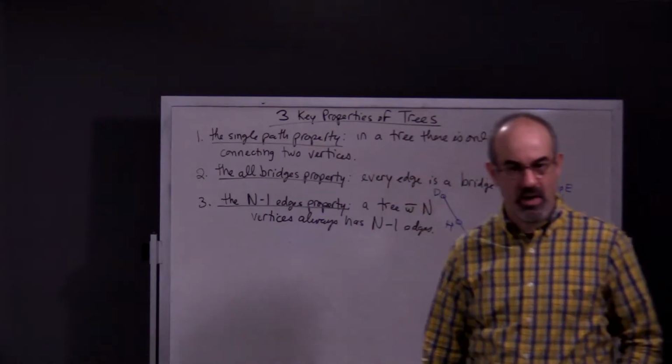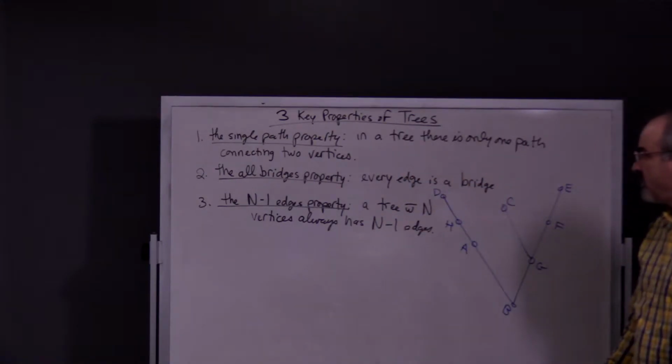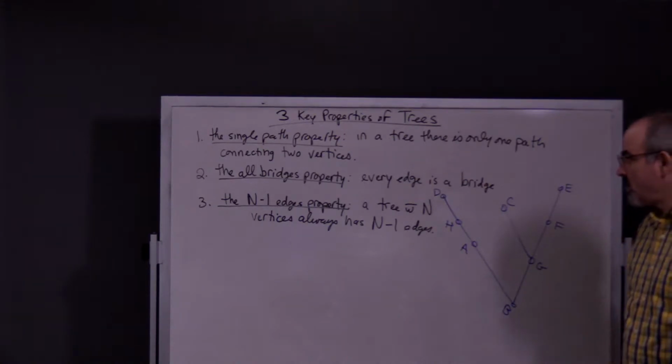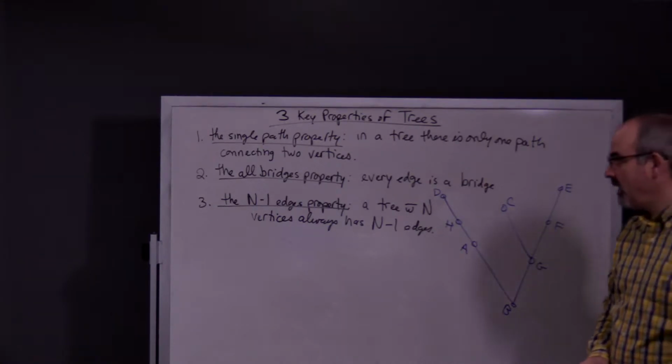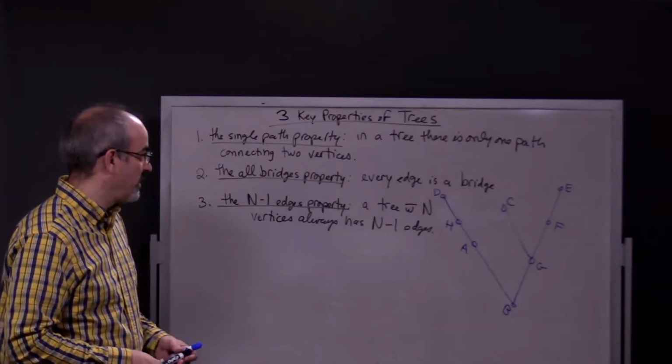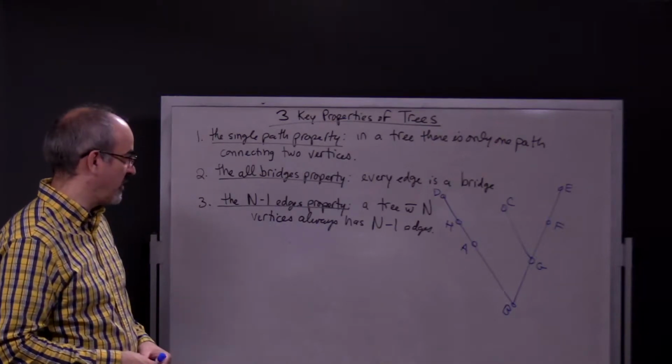Okay, so let's talk about some key properties of trees. 3 key properties, in fact, of trees. So the first property of a tree is called the single path property. In a tree, there is only one path connecting 2 vertices.